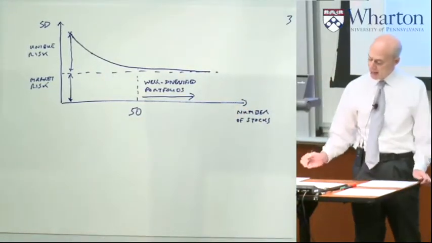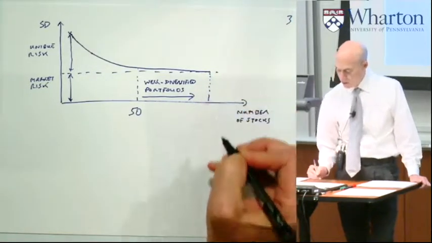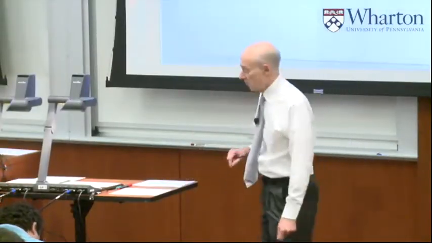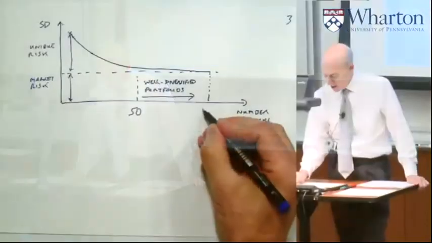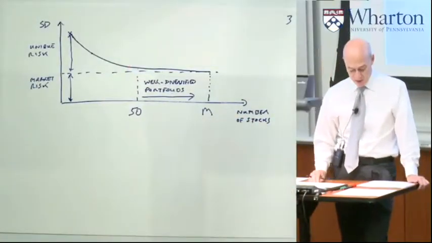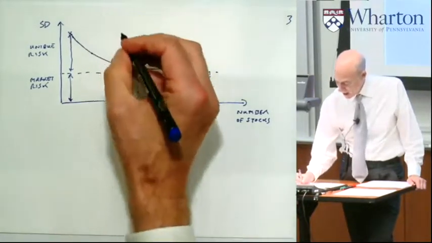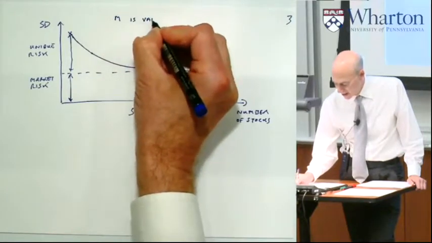Now, if you keep on adding stocks, there eventually comes a point where you run out of stocks because you've got all the stocks that are out there in the portfolio. Now, we're going to call that M, which is the market portfolio. And M is value weighted.